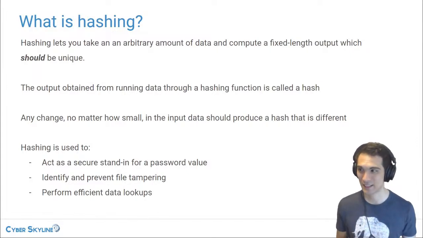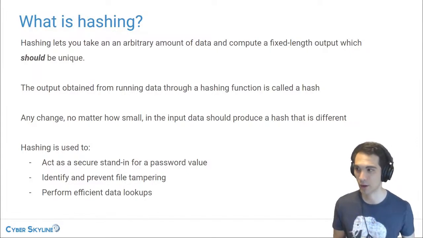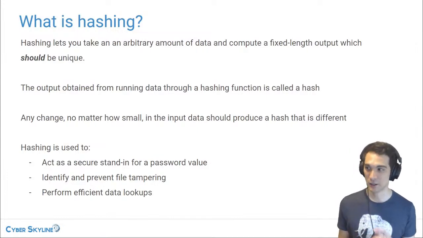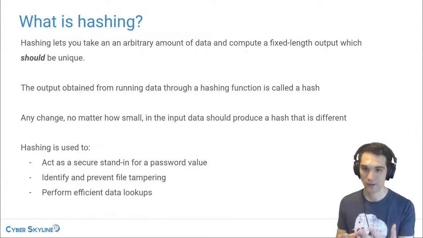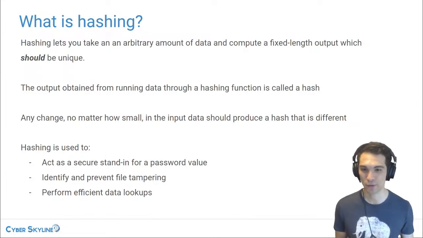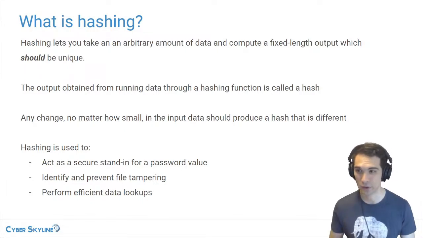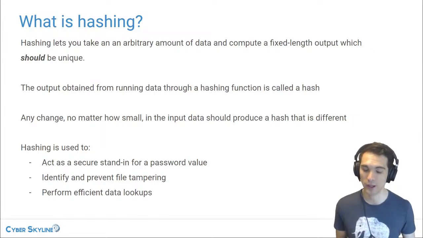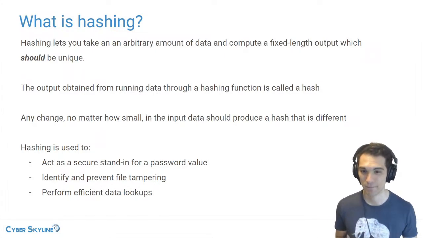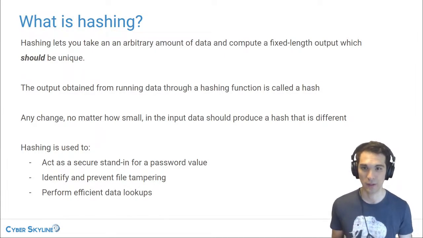And if they're different, it's a clear indication that something went wrong in between. Maybe it's just a benign thing, maybe it's a solar flare, maybe it's actually the case of an attacker coming in and manipulating your file transfer. And another common use for hashing is to perform efficient data lookups. So this is used a lot in computer science for saving data and looking it up by a key rather than by an index. And hashing is a very efficient way to do that.